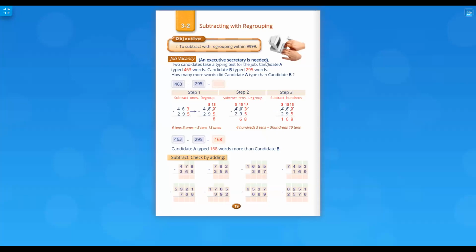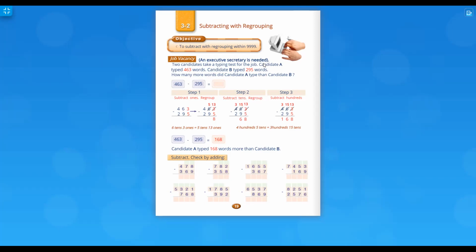Now, let's solve this problem together in order to understand subtracting with regrouping more. An executive secretary is needed. 2 candidates typing text for the job. Candidate A typed 463 words and candidate B typed 295 words. How many more words did candidate A type than candidate B?